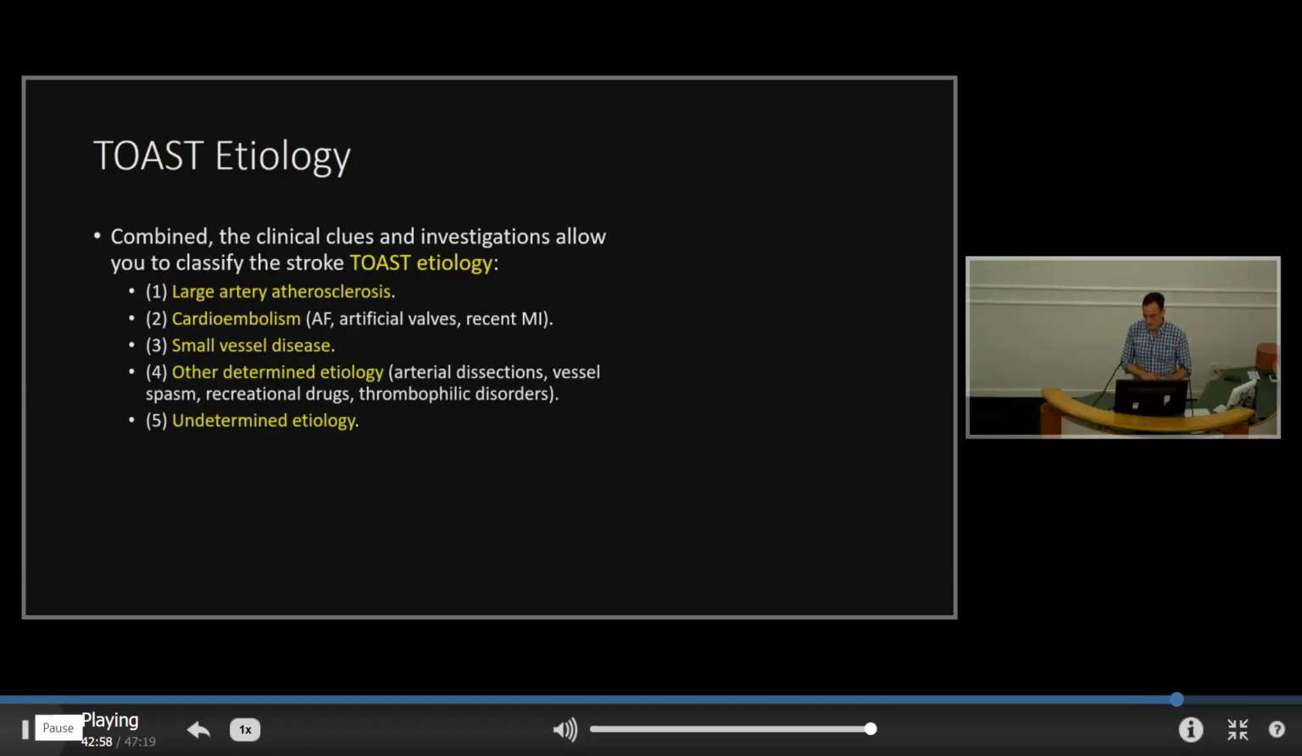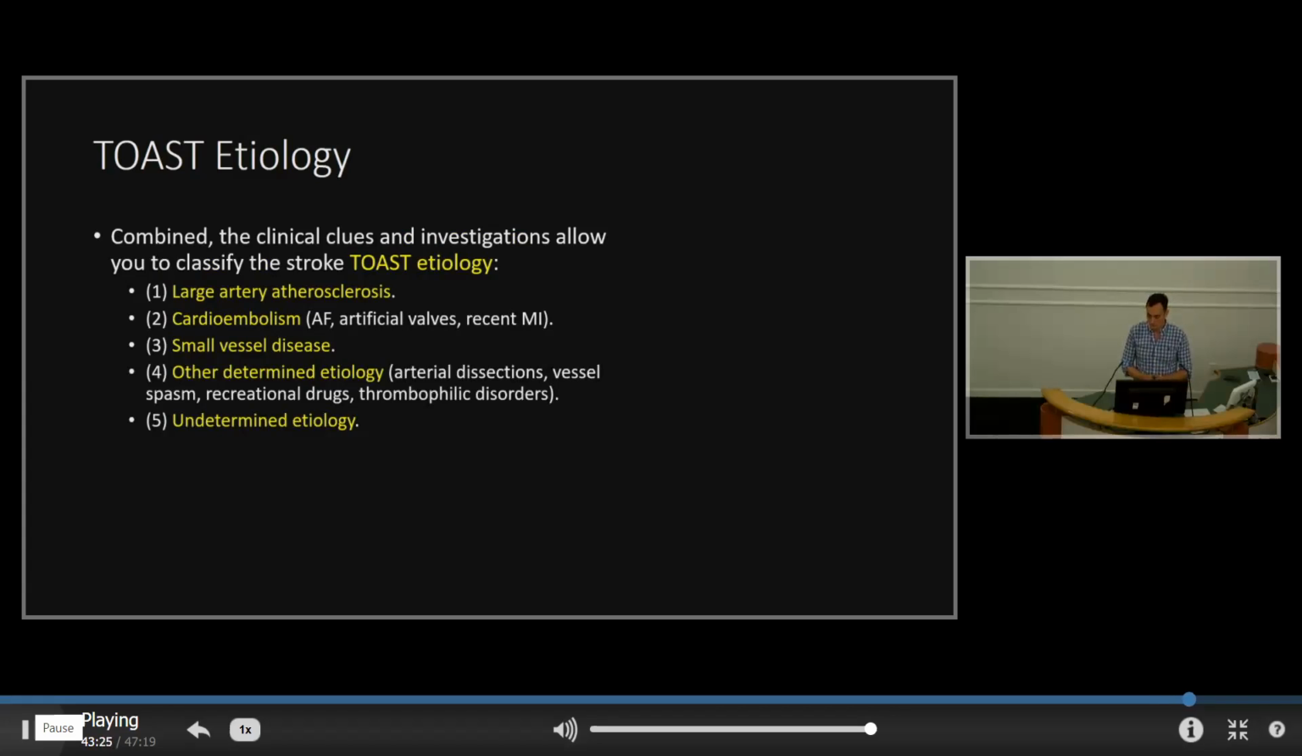And there are 2 other categories, but the 4th one is particularly important in the younger strokes. Arterial dissections, we do see quite a few of those. Vasospasms, recreational drug use, which is unfortunately becoming more common as a stroke source, and thrombophilic disorders. There are dozens, actually, so I just didn't have the slide room to write them all down. And then there's an undetermined etiology, cryptogenic strokes.